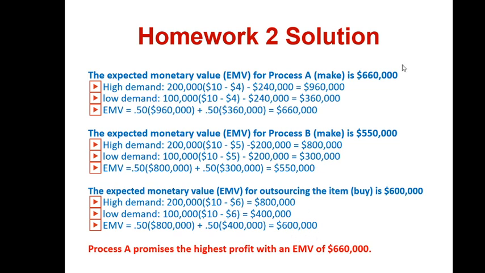Now, as you can see, the option of selecting process A is 660,000. Here in process B, our EMV is 550,000, and if we buy the product or outsource the product, we will have an EMV of 600,000. So the highest expected monetary value is 660,000, which is our best solution. Why? As you can see here, process A is the best because it has the highest profit with an EMV of 660,000.